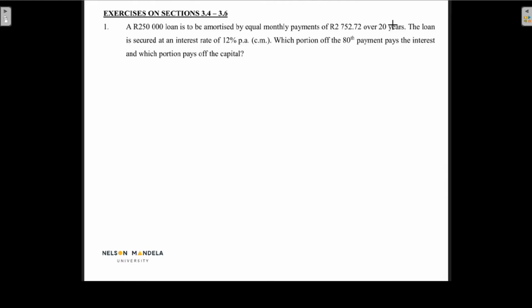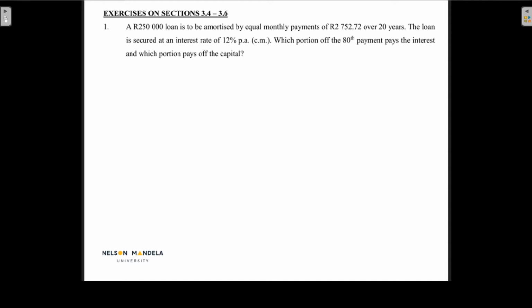For the rest of this lecture, I would like to look at one or two of the exercises on sections 3.4 to 3.6. If you go to the back of chapter 3, look at those exercises. Let's have a look at the first one. A 250,000 Rand loan is to be amortized by equal monthly payments of 2,752 over 20 years. The loan is secured at an interest rate of 12% per annum compounded monthly. Which portion of the 80th payment pays the interest and which portion pays off the capital?